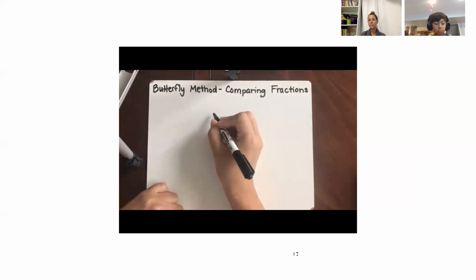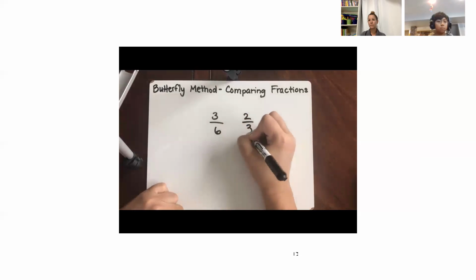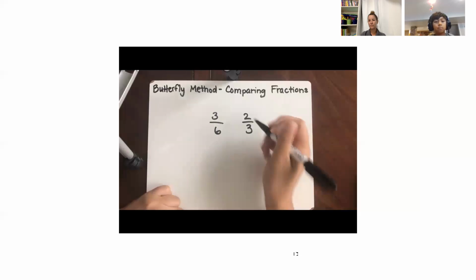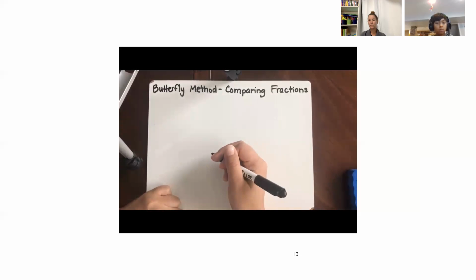Similarly, if I have 3/6 and 2/3, before I do anything, I see that 3/6 is equal to half, and I know that 2/3 is more than half, so I don't need to use any strategy other than that, and I can tell you that 3/6 is less than 2/3. The butterfly method is to be used whenever fractions are really, really close together and you're not quite sure which is greater or which is smaller.